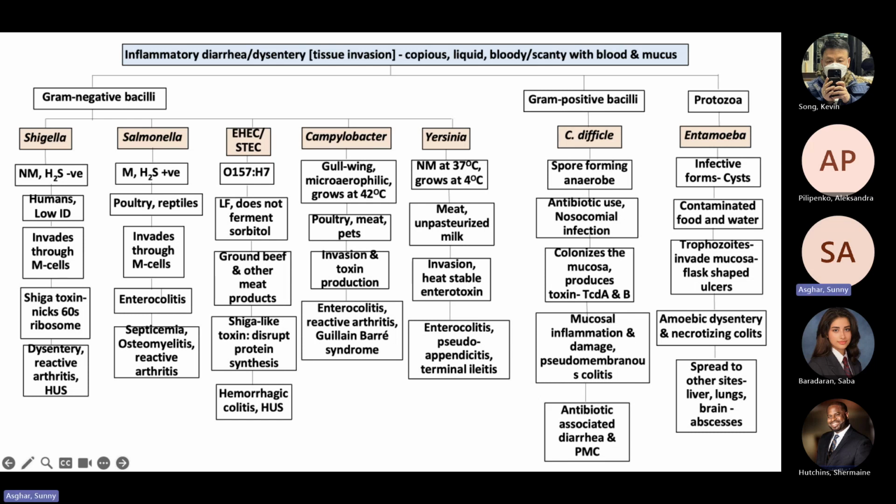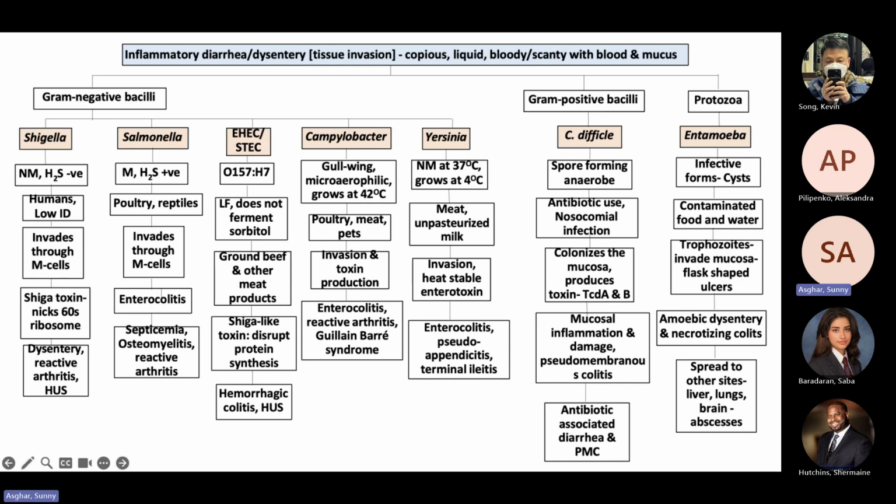It infects humans and has a low infectious dose, meaning that you just need a low amount of it to be able to infect a human. It's invading through the M cells in the gut. They are producing a toxin called the Shiga toxin, and what the Shiga toxin is doing is breaking the 60S ribosome. Clinical symptoms are going to be showing us dysentery, reactive arthritis, and then HUS.